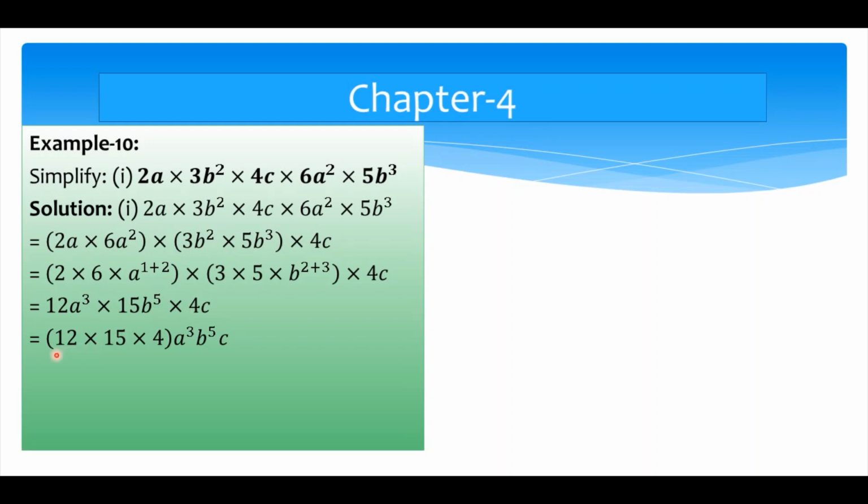Now we can multiply all the coefficients of a, b, c. 12 multiplied by 15 multiplied by 4, and we write all the same bases together here: a cube, b to the power 5, c. We get 720 a to the power 3, b to the power 5, c. Okay, that is our desired answer.